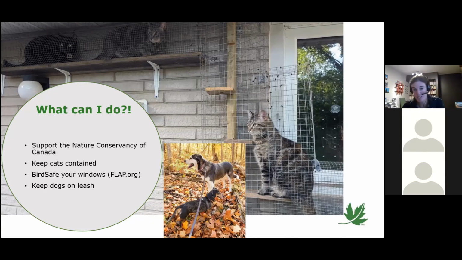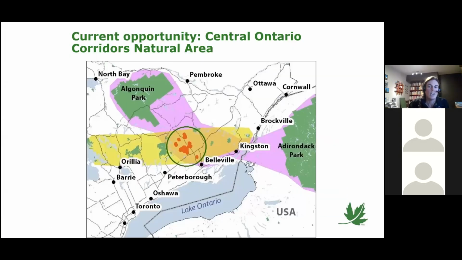So switching gears yet again to a super exciting current opportunity that NCC is busy working on right now. I mentioned earlier, right at the beginning, that we have these key areas right across the province where we're really focusing our efforts. And we've actually just started working in a new one of those, a new natural area, which we're calling the Central Ontario Corridors Natural Area. It's this area kind of between Adirondack Park and Algonquin Park.